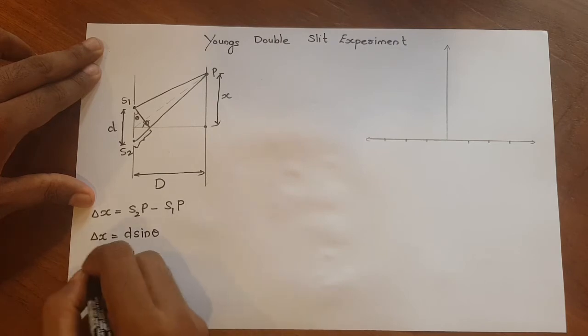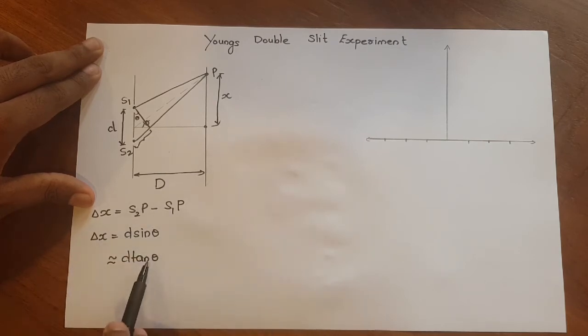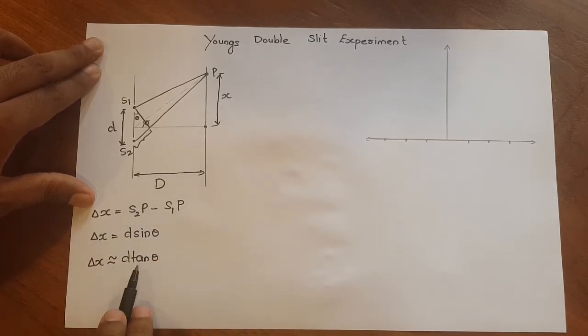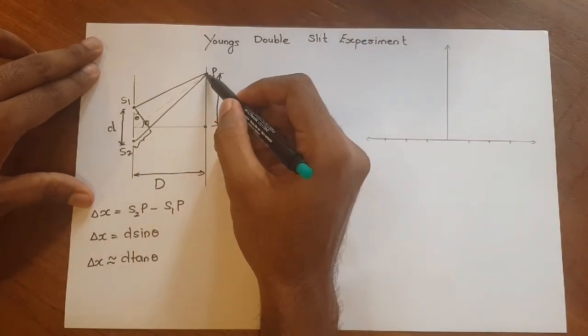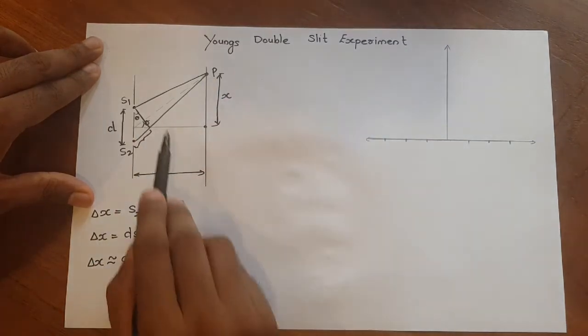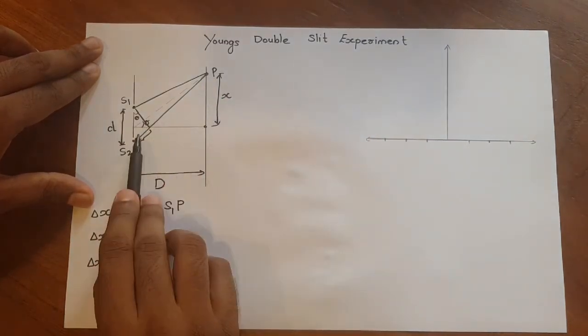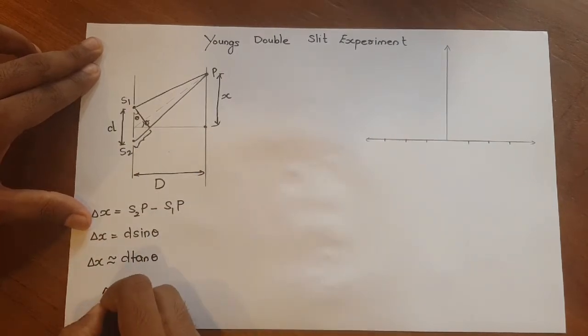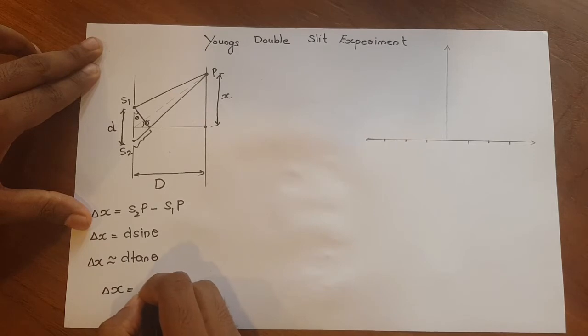There is no issue in doing that. You can even check with small values in your calculator, but make sure that you put theta in radian. So delta x can be approximated to d tan theta, and from this triangle, you can say tan theta is opposite side by adjacent side, that is x by capital D. So I can write delta x as small d into x by capital D.